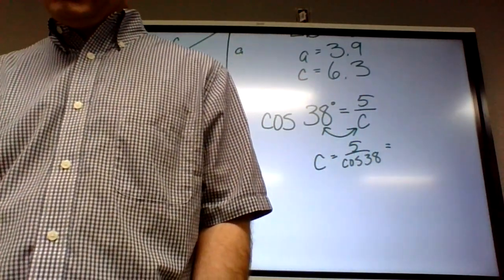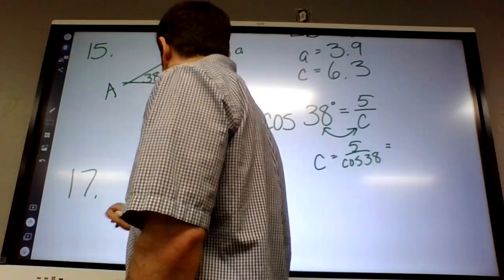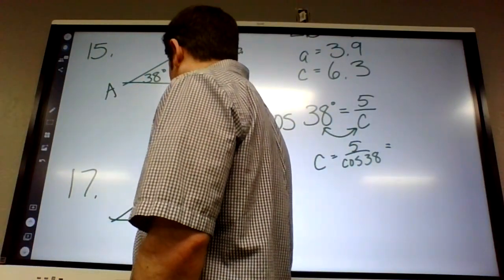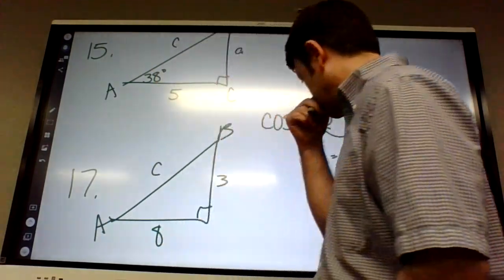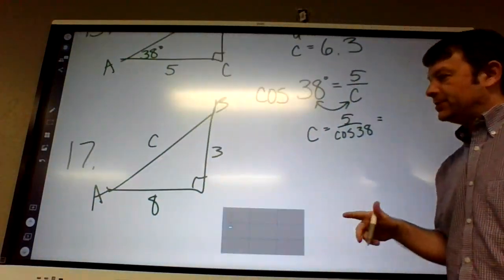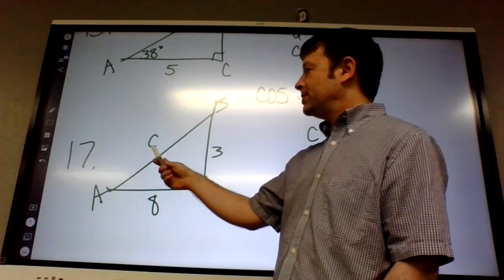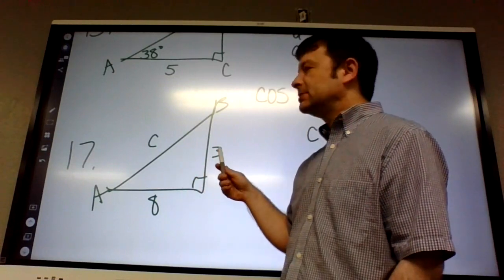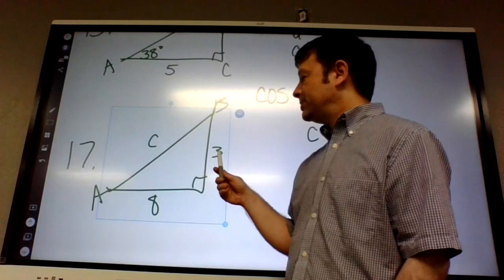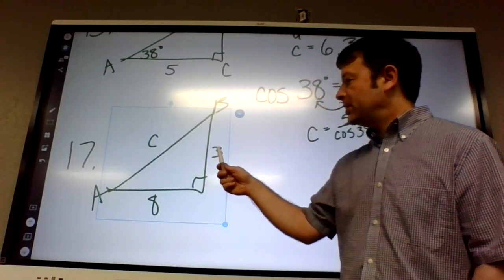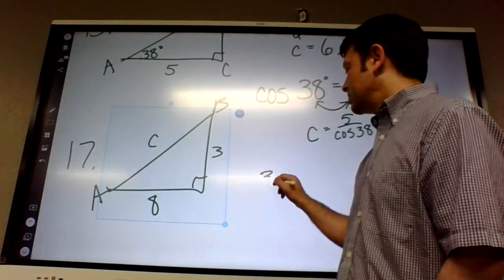Okay, 17. A is 3, B is 8. So we need. Okay, we don't have any angles on this one besides 90. What's the easiest way to find side C on this one? Since we already have these two sides. Yeah, we don't need to do trig, although we eventually could, but 3 squared plus 8 squared equals C squared, 73.